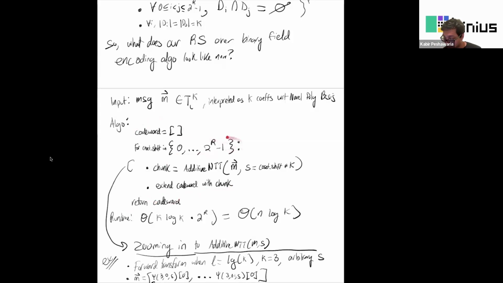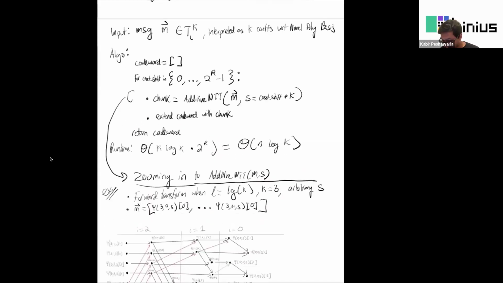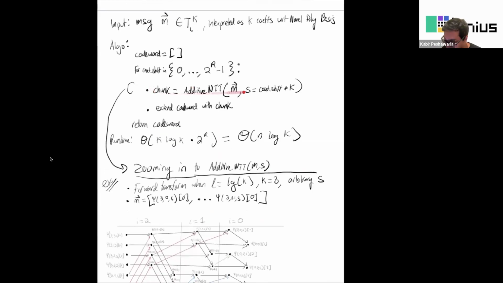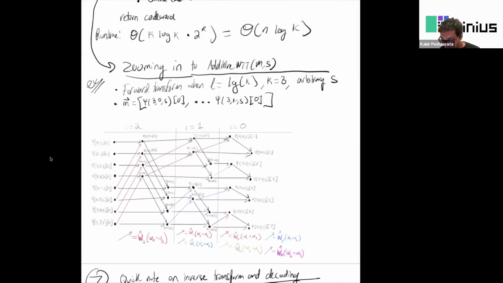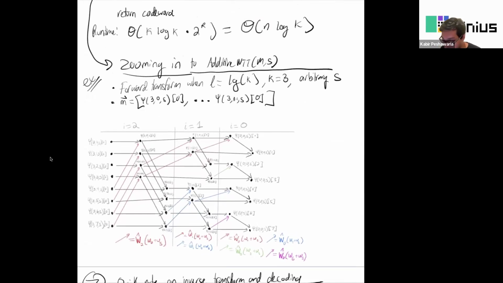So we're doing 2 to the r loops, and each of these loops is an additive NTT, which takes time k log k. And k times 2 to the r was what we defined n to be. So it takes n log k time. Very cool. Let's zoom in and figure out what this line of code is doing. This chunk equals additive NTT of m, s. It's doing this forward transform where little l is equal to log base 2 of k. In this example, k is equal to 3, and we have some arbitrary s.